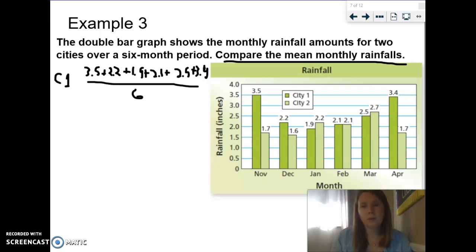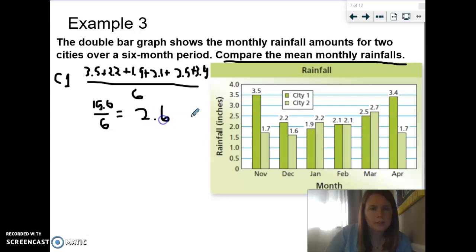When you are solving for your mean or your average, if you're using a calculator, make sure you don't just plug this entire big equation in, because it's not going to operate right. So all I did was add up the top first, which gave me 15.6, and then I'm going to divide it by 6 from there. Which looks to be that I get an average of 2.6. Okay, so that's for city 1.